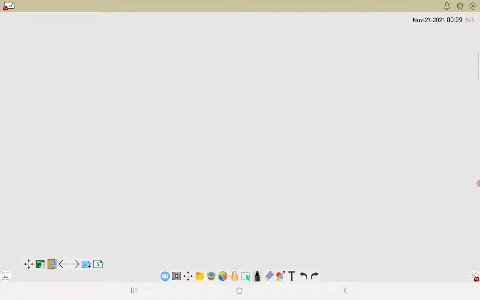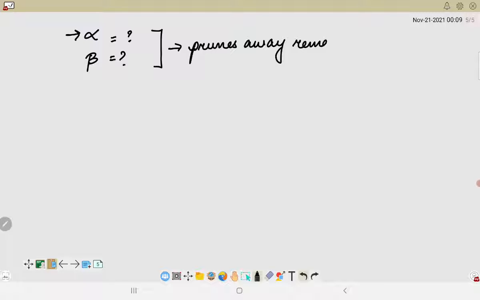Now talking about this from the practical aspect, every time alpha and beta will be updated, and after they are updated it will prune away the remaining branches as soon as the value of the current node is known to be worse than the current alpha or beta value.